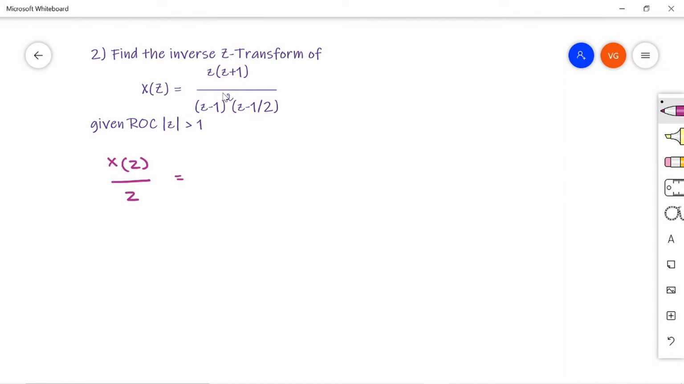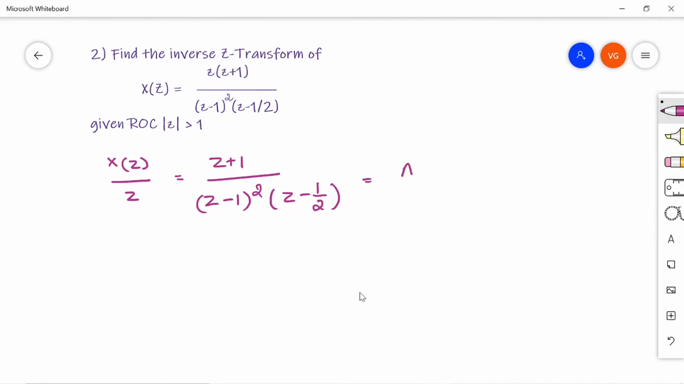So I am writing to the other side. I am bringing this z to the other side, that is onto my right hand side. Then it will be X(z)/z is equal to (z + 1) divided by (z - 1) whole square into (z - 1/2). So this product, I will try to write down in the form of a summation.